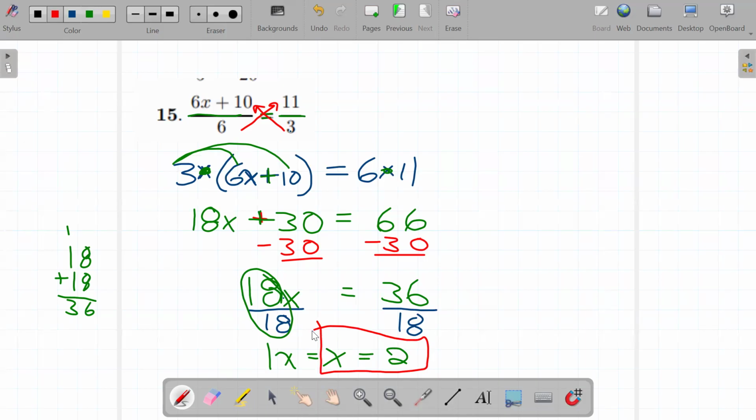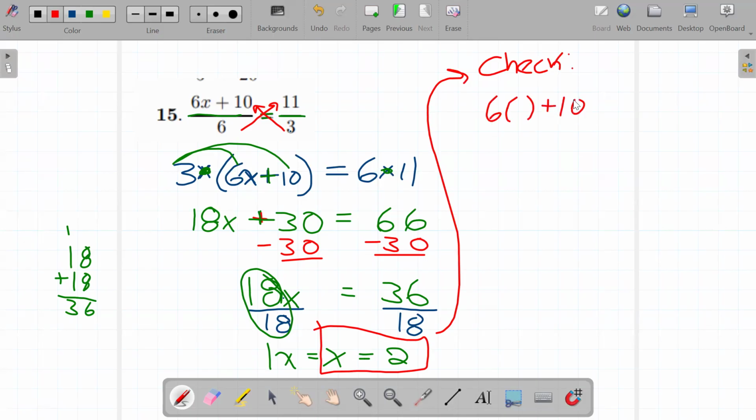It's worth our while to check. So although I think that's the answer, I'm going to check. And check just means plug it into the original equation and see what happens. So I'm going to write (6 times something plus 10) over 6, question mark, equals 11 thirds. And put in that I think the x is really a 2.